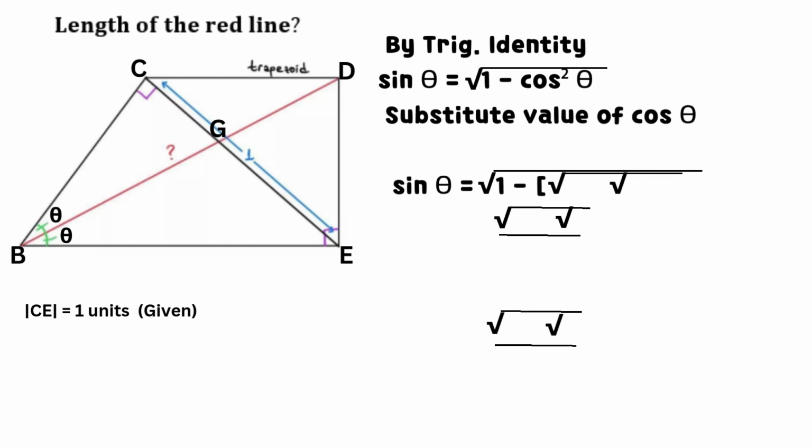By trigonometric identity, sin theta equals the square root of 1 minus cosine square theta. Substitute the value of cosine theta. Therefore, sin theta equals half the square root of 3 minus the square root of 5, after substitution and simplification of values.